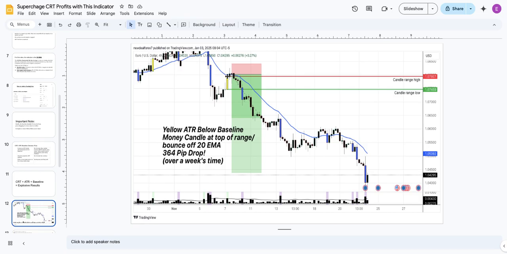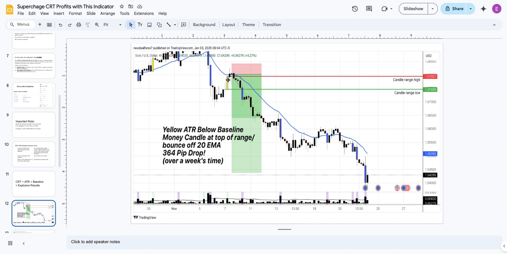So once we see that it cannot break the range high, and it's also using the 20 ATR as a resistance point, that's our key to enter. And this was a 364 pip drop over a week period. All right. So look at all that could have been yours.